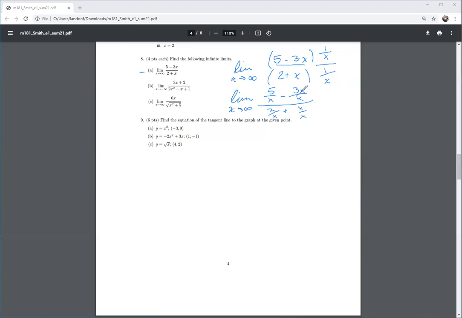So this cancels with this. Perhaps I'll change colors to illustrate. This cancels with that. That cancels with that. And then our new limit becomes 5 over x minus 3 over 2 over x plus 1, just like that. Okay, any ideas what we would do from here?